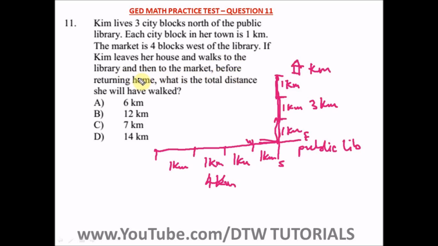Now the question says, if Kim leaves her house and walks to the library and then to the market before returning home, what is the total distance she will have walked? Okay, so we have to calculate this. From here, Kim walks to the library. She first walks 3 kilometers.